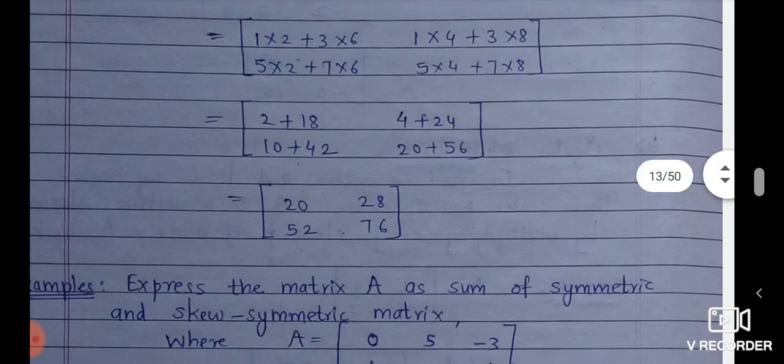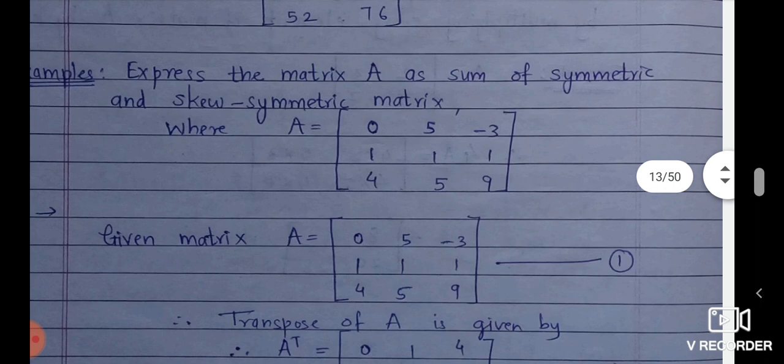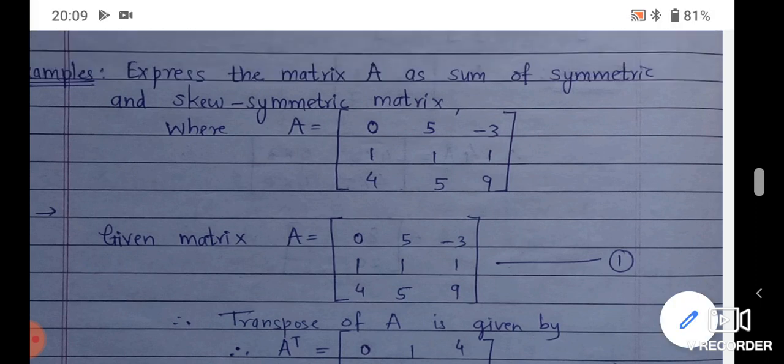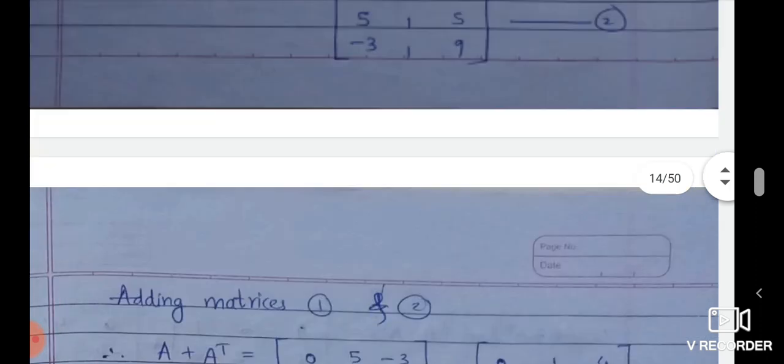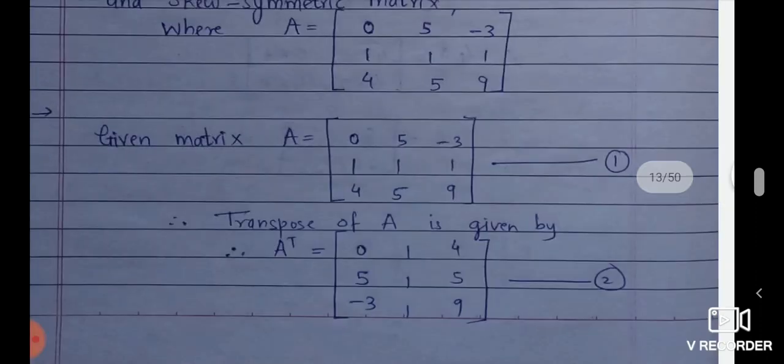Now express the matrix A as a sum of a symmetric matrix and a skew symmetric matrix. So we want to express the matrix A as a sum of symmetric and skew symmetric. We know the necessary and sufficient condition for a matrix to be symmetric is that A must be the same as A transpose. So first we'll find the transpose of matrix A. Here the question is not to check whether your matrix A is symmetric or not.